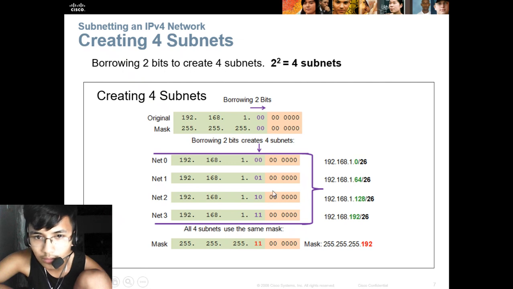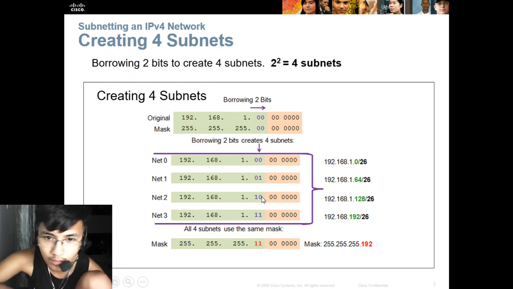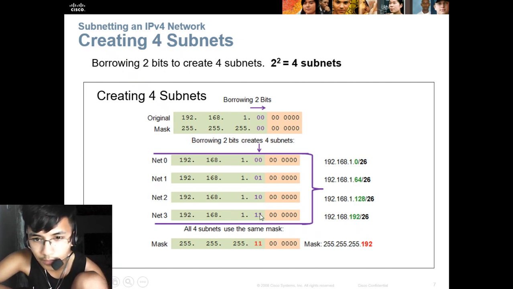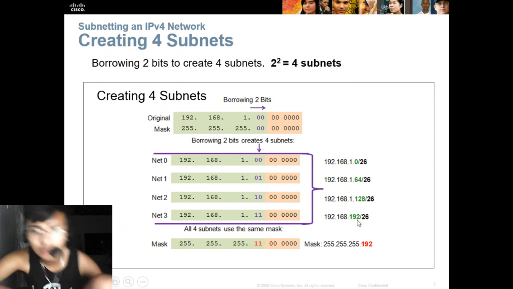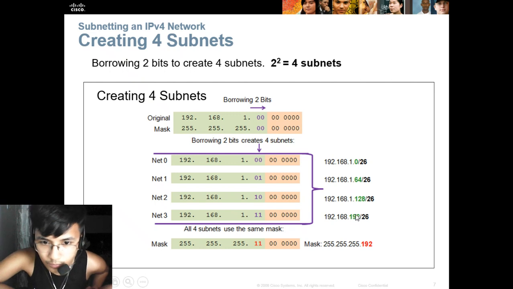So we have 64 because the first one is the 128, next is 64, 32, 16, 8, 4, 2, 1. For this one, we have the first one in the last octet, so it is 128. And for the subnet 3, we have 128 plus 64 is equal to 192, which makes it 192. Use the same subnet mask 192.